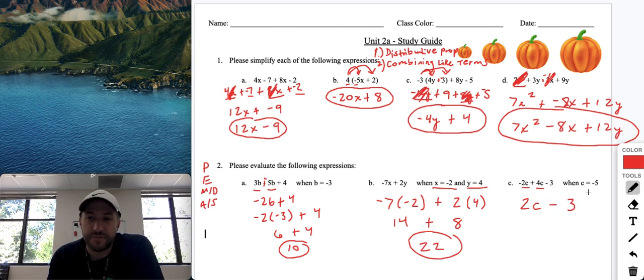So now I'll go and substitute c for negative 5. So 2 times negative 5 minus 3. 2 times negative 5 is negative 10. Minus 3. Now I could go and change subtraction to addition and the sign of the following number. So now this is negative 10 plus negative 3. That gives me negative 13.